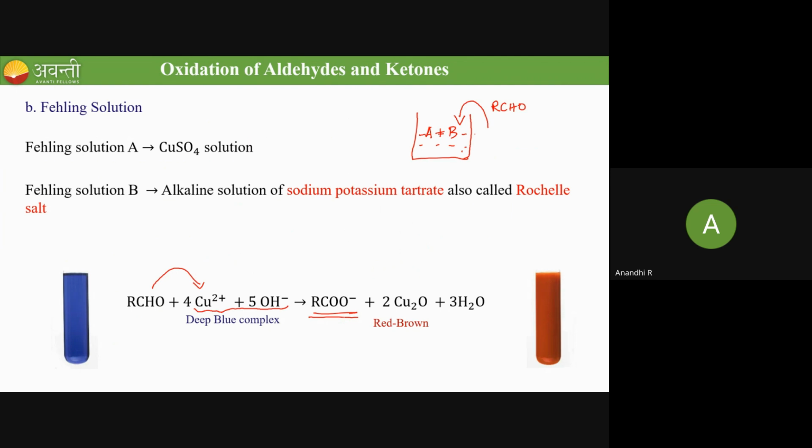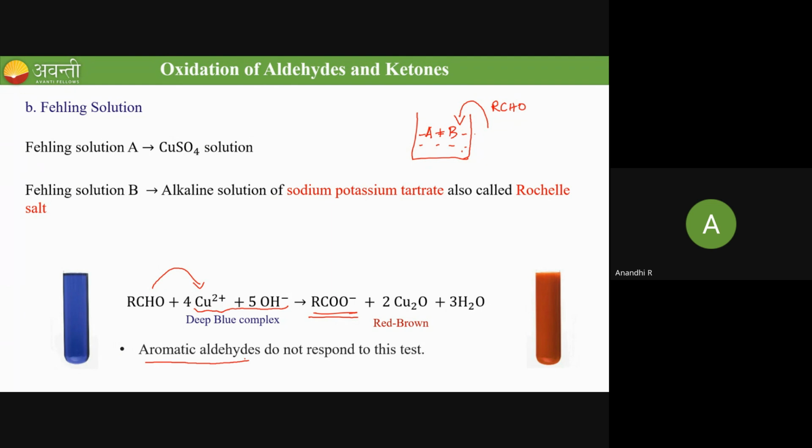If you do not find a red-brown precipitate in your test tube, then you can conclude that the system doesn't contain aldehyde. But aromatic aldehydes do not respond to this test. Only aliphatic aldehydes respond to this test. If you have benzaldehyde in your compound, then in that case also you will not get the red-brown precipitate, because only aliphatic aldehydes respond to this test. Okay, so it is very important. For Tollens, both aromatic and aliphatic respond, but for Fehling, only aliphatic aldehydes respond to this test.